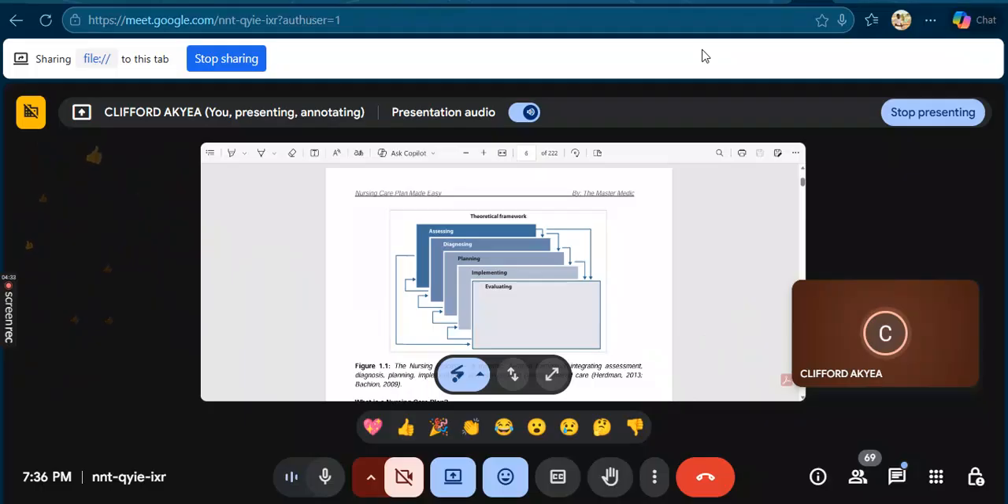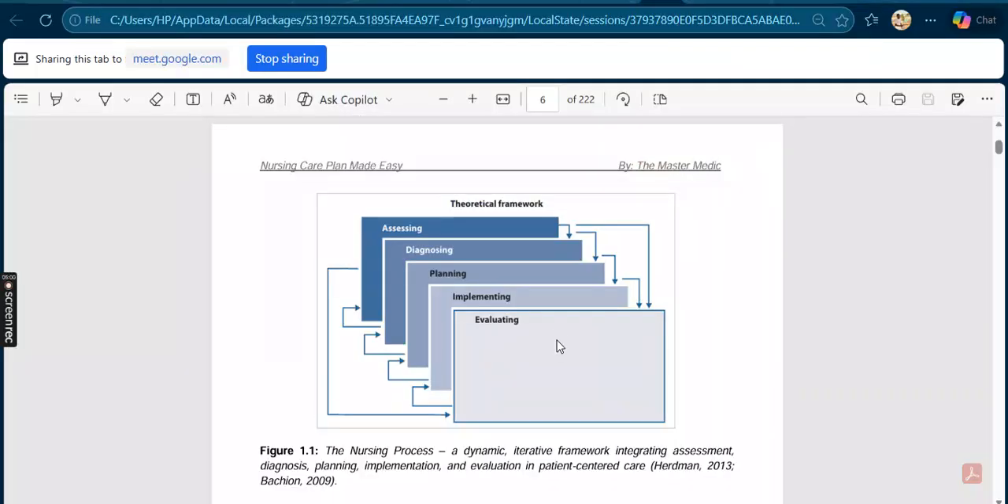Then you go to your implementing. This is where you ensure that you intervene for patients. All the plans that you have, you implement them to ensure that patients come out of the difficulty breathing. And then the evaluation. This is where you conclude whether all the things that you did for your patients have worked successfully, or have been effective or not. So let's continue.